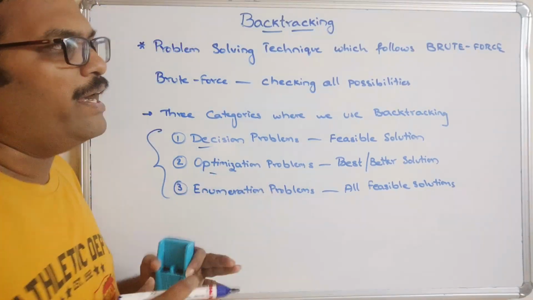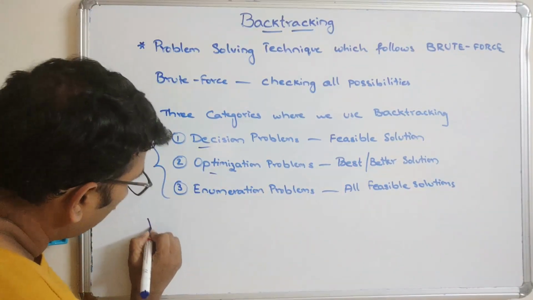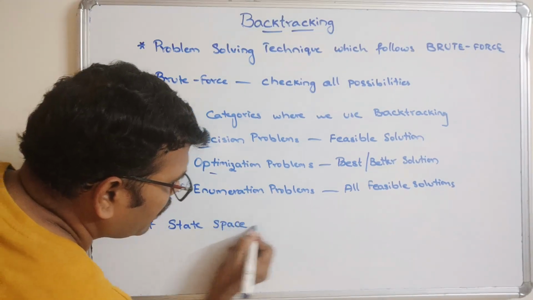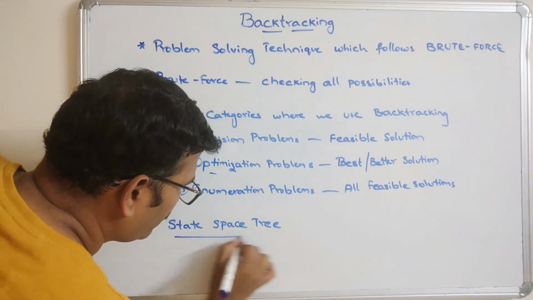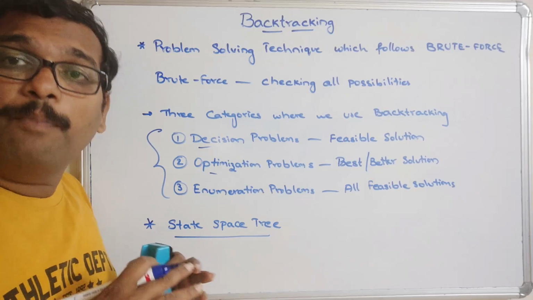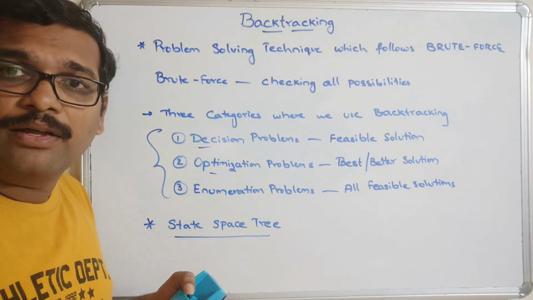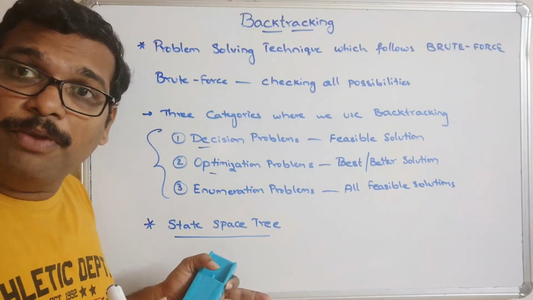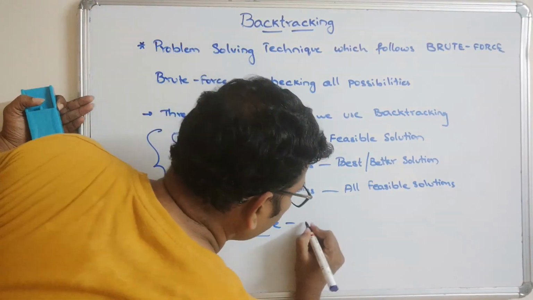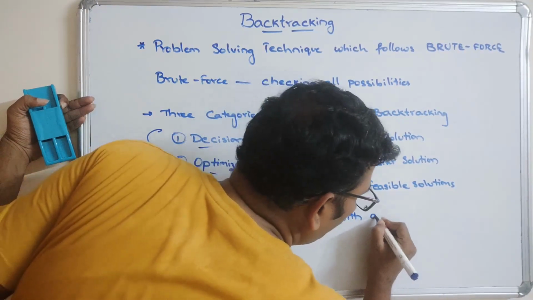And in order to find these feasible solutions, we are going to find out the state space tree. This is most important. So what is a state space tree? This is a tree with all possibilities. We need to construct the tree. Tree means nothing but a path, a path with all possibilities. Either it may be a solution or a non-solution.